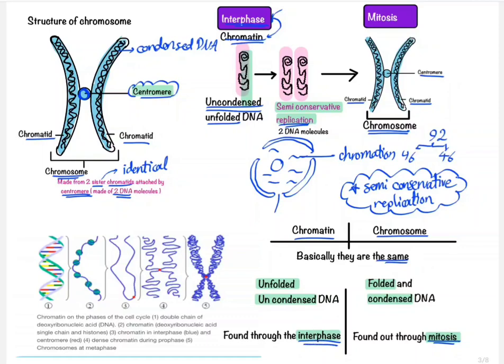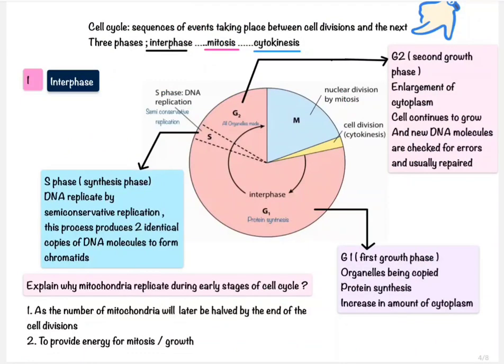Again, I know this name is quite confusing or a bit difficult for you to memorize. It is again called the semi-conservative replication. Okay, now let's know more about the cell cycle. It is a sequence of events taking place between one cell division and the next. The three phases are, of course, interphase, which we've talked about, and about the semi-conservative replication.